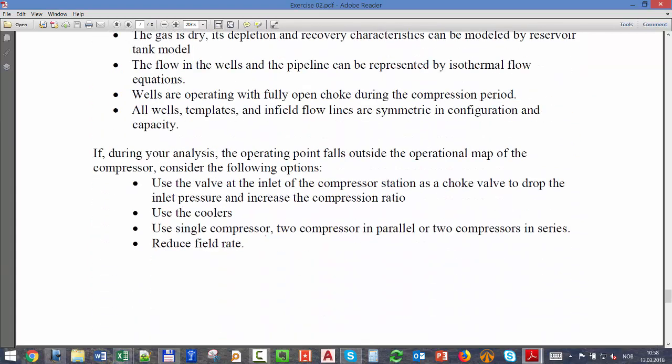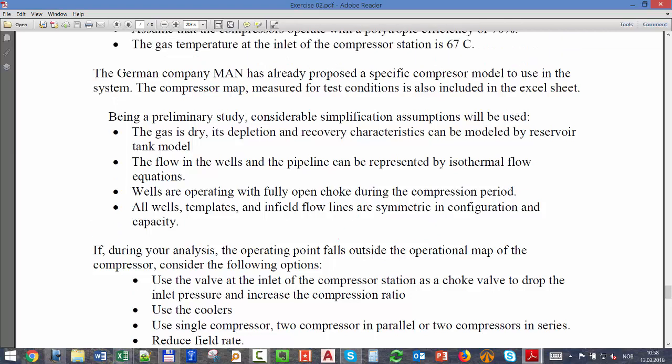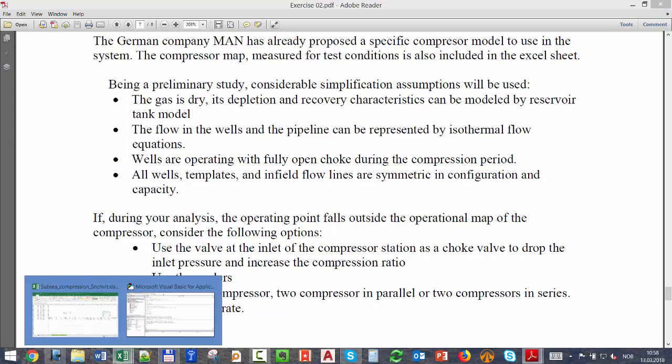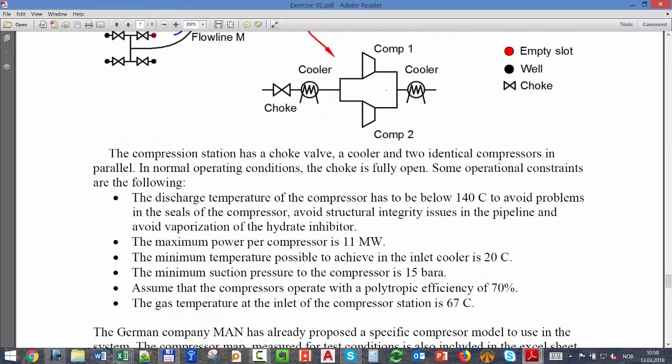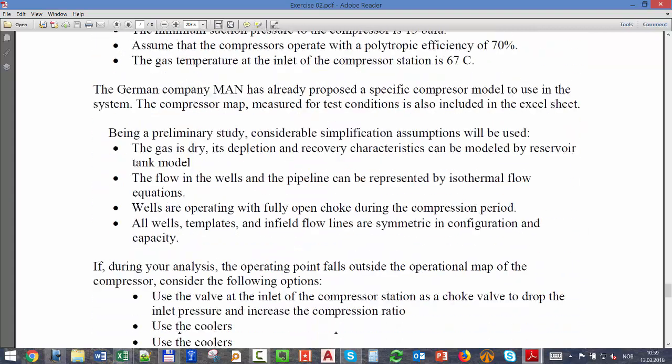Okay, to verify if the point falls inside the map. Here I say if it doesn't fall, you can use the inlet valve to choke to bring it inside. You will need that especially for the first years. You can use the cooler that you will need when the temperature at the outlet starts getting too high. Okay, the temperature here starts getting too high. You will need to cool. And also, to reduce the power that you need.